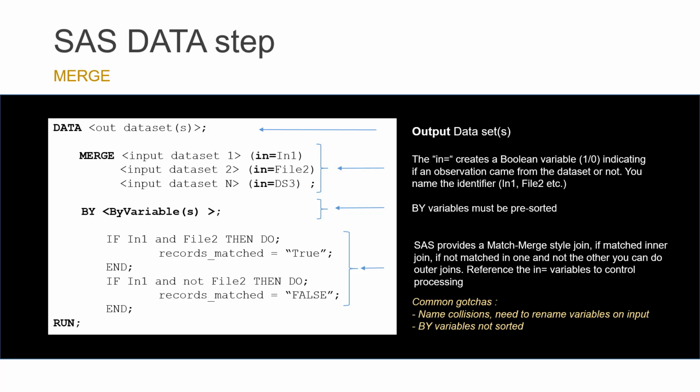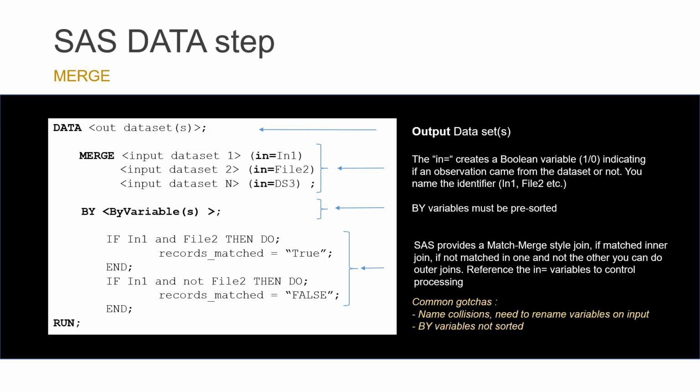A couple of things with merge. Instead of stacking things, merge basically mashes them together, and it does that with the BY variable or variables. Those must be pre-sorted, so you typically have to do a PROC SORT before you do a data step merge. SAS provides this match-merge style join. If you're familiar with SQL, it'll do inner, outer, as well as Cartesian joins.